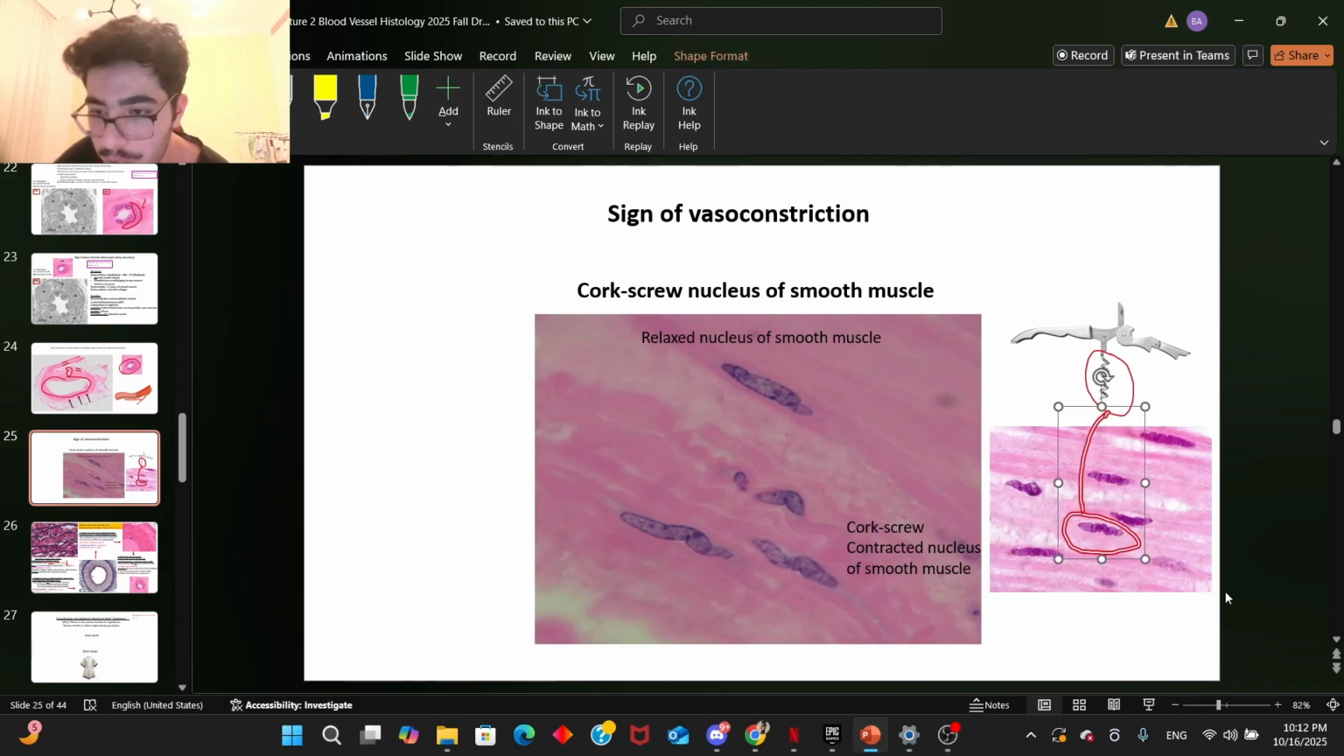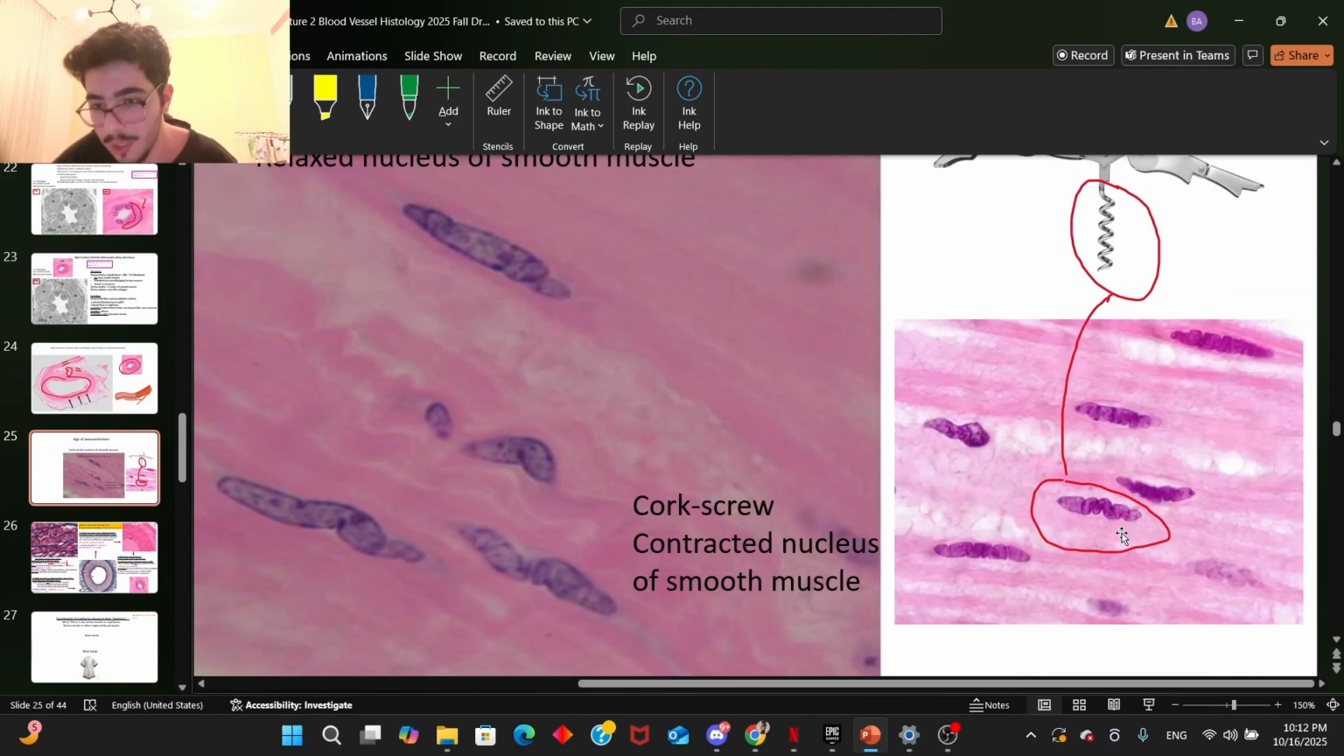And you can see actually it looks like a corkscrew. Look, it looks like a corkscrew. And this is when the smooth muscle is contracting, compared to when the smooth muscle is relaxed, it has its normal fusiform shape. When the smooth muscle is contracted, however, I'll use this one, it has a corkscrew shape. Look, it's going like this.